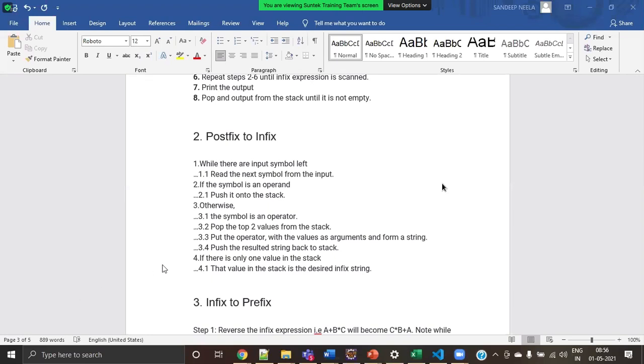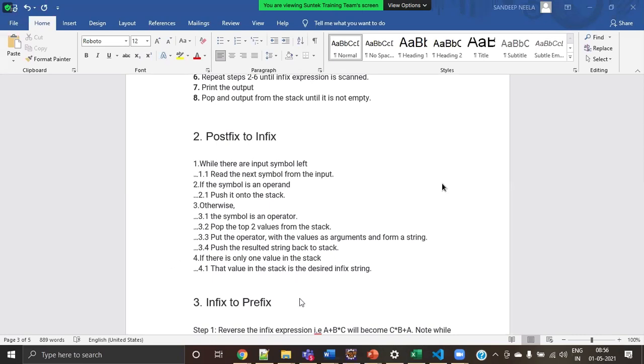So when we are converting postfix to infix, what we need to do is first read the next symbol from the input. That is, they will be giving AB plus. So first we will read the A. If the symbol is an operand, that is A only, right? Then push it into the stack. Otherwise, if the symbol is an operator, pop the top two values from the stack, put the operator with the values as arguments, and form the string. Push the result string back to the stack. Okay. Then, if there is only one value in the stack, that value in the stack is the desired infix string.